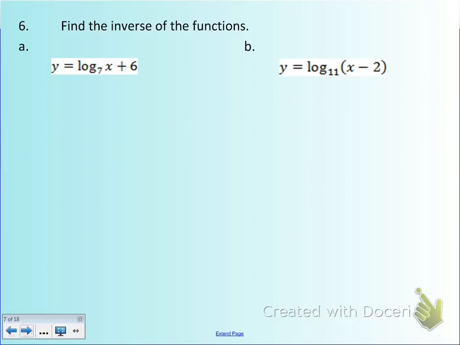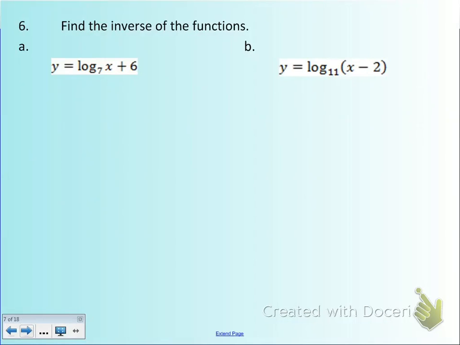Okay, find the inverse of the functions. These were interesting for quite a few of you guys in class today during the review time. So give them a try. The first one is y equals log base 7 of x plus 6. The second one is y equals log base 11 of the quantity x minus 2. So stop, give these a try, and then come back for the explanation. You will have to do these on your test tomorrow.